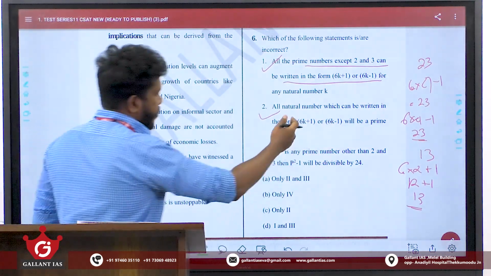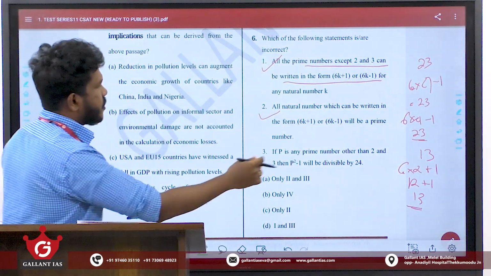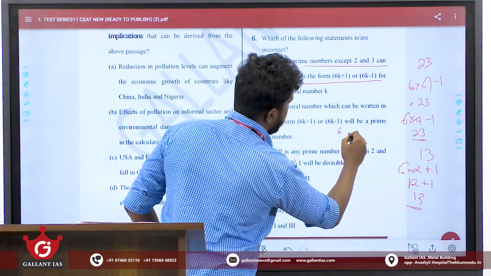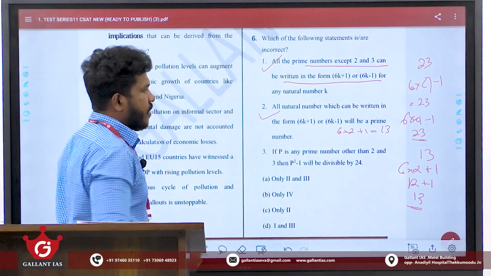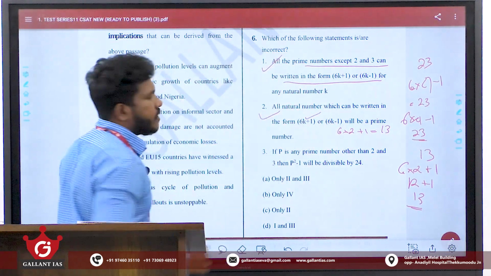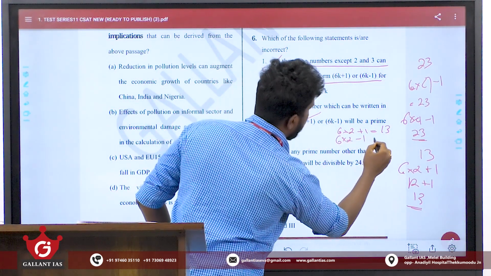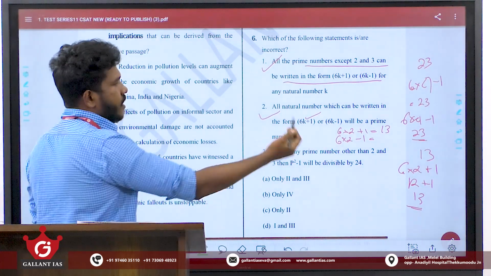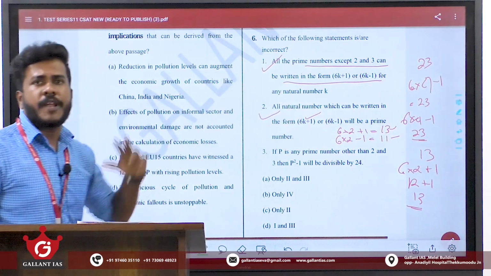For example, suppose we just take the k value as 2. When k is 2, 6 into 2 plus 1 gives 13, a prime number. So 6k plus 1 satisfies the condition. Now look at 6 into 2 minus 1. 6 twos are 12, and 12 minus 1 is 11. Again, you get a prime number. So you got 2 prime numbers.